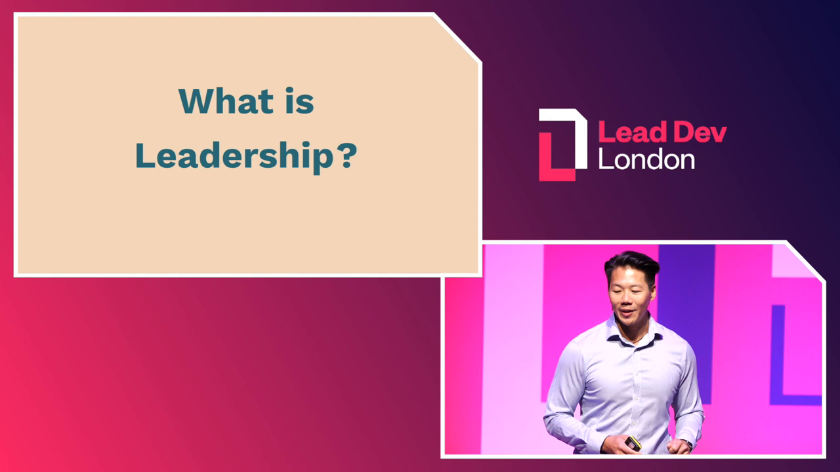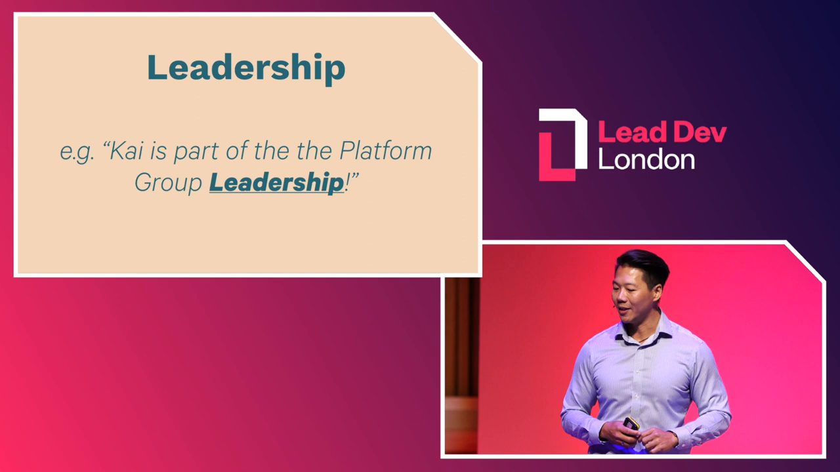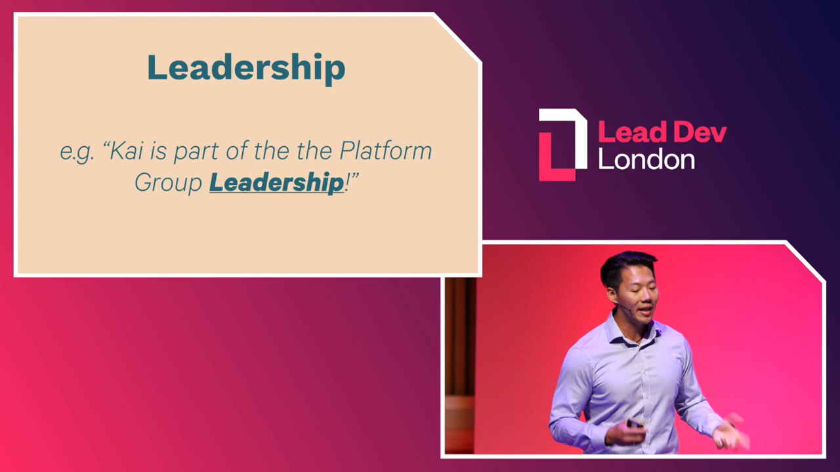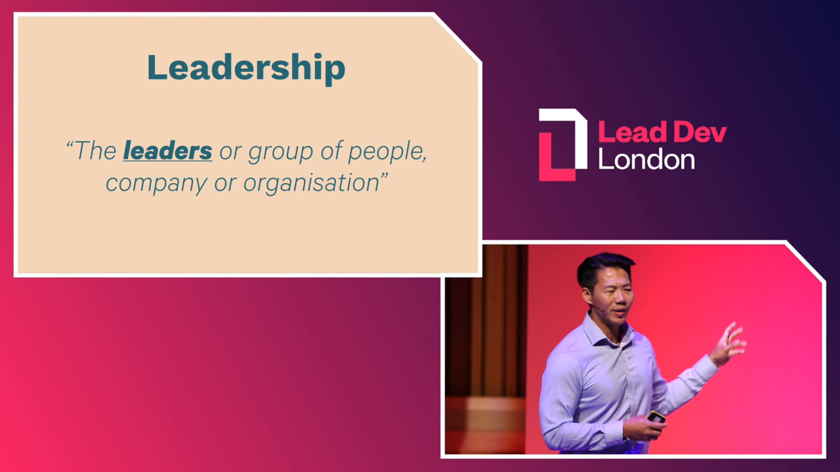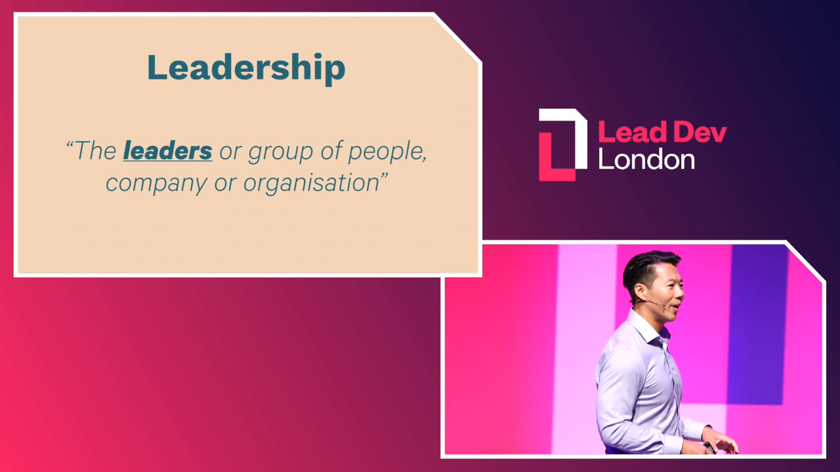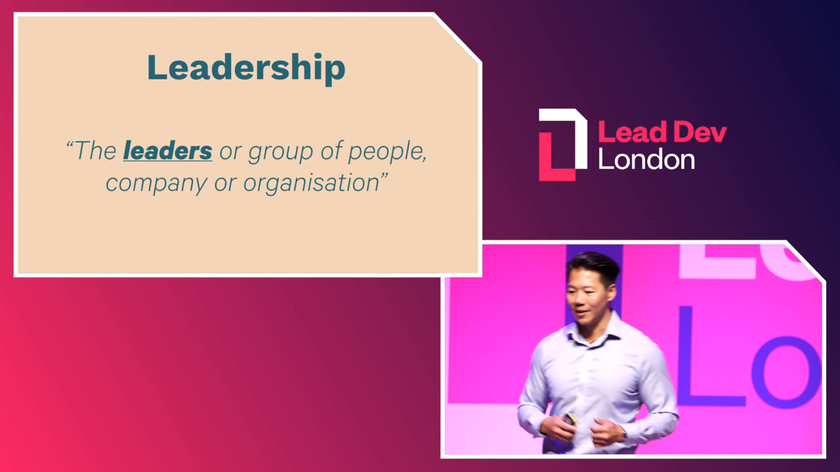Kai is part of the platform group leadership. How is the term leadership being used here? Well, in this context, these are the leaders of a group, a group of people in a company or organization, so it's a role or a title. Now, it's an interesting definition, but not very useful or insightful for me. Roles come and go, and as we've learned, titles and names of roles are different across organizations and inconsistent. We're bad at naming.